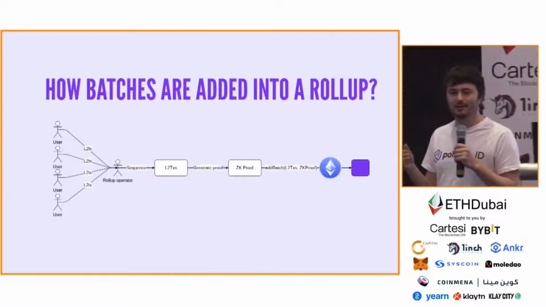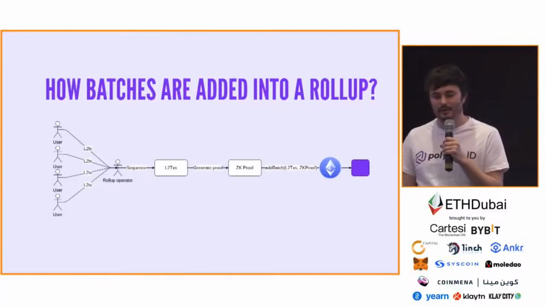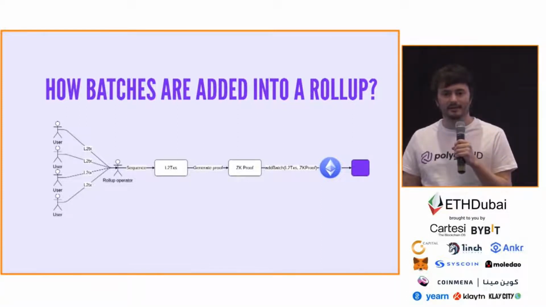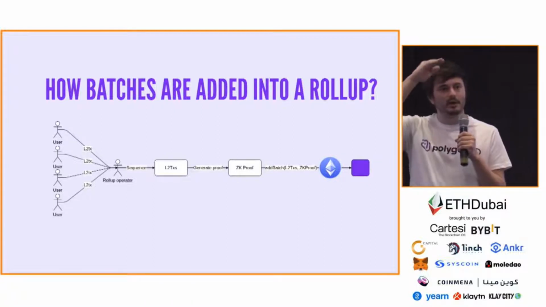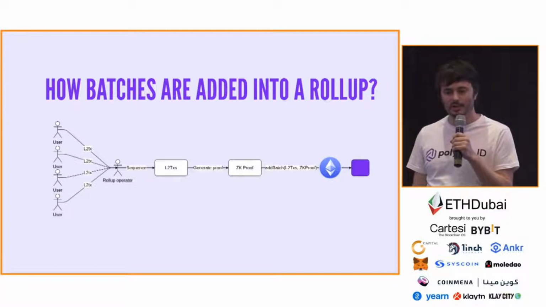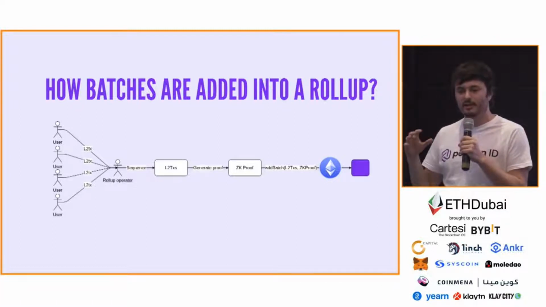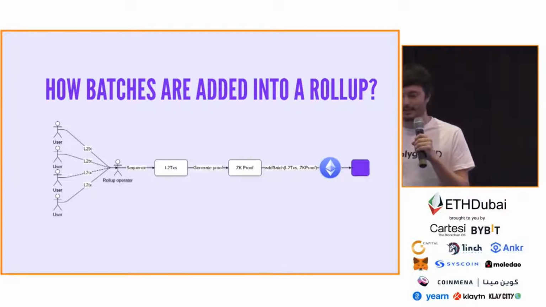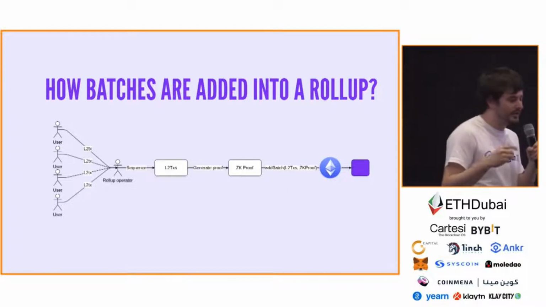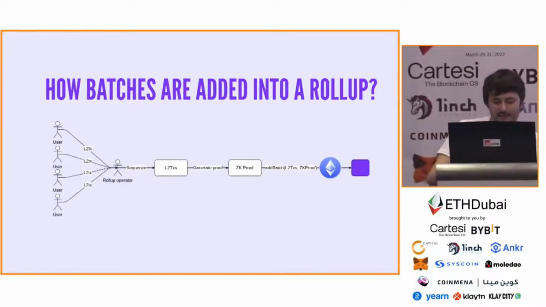So how are those batches added into the layer 1? We need an entity that we call the rollup operator. This operator collects the different transactions from the different users, the layer 2 transactions. It builds a sequence, ordering the transactions into a specific sorting, and then it generates this zero-knowledge proof. Once we have that, we just have to send to the layer 1 the zero-knowledge proof and the transaction list. This is how a new batch is added.